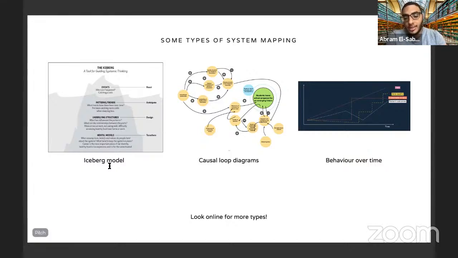And then the third one is behavior over time, where you try to understand different behaviors of different actors or different elements in the system and how that actually happens over time. But we'll talk more about that. So in your teams, have a think about which diagram you think might make most sense for you, and then in your coaching clinics, we'll talk to you about that.